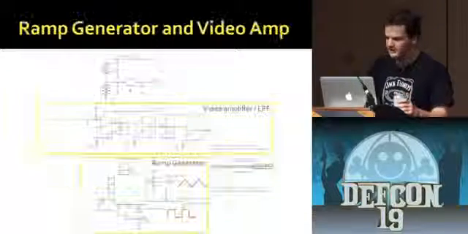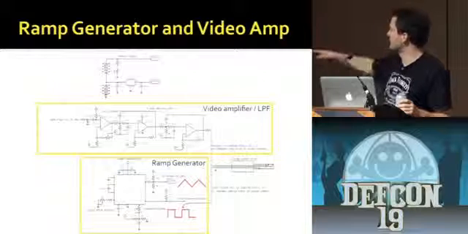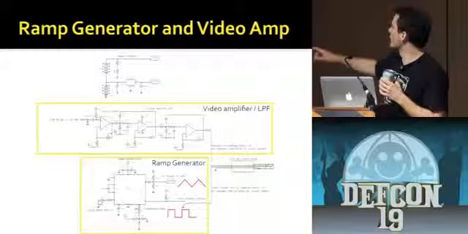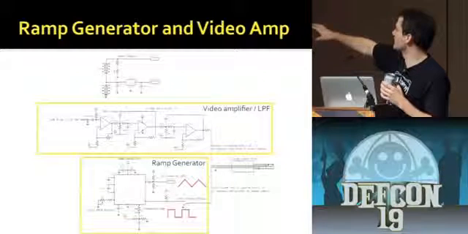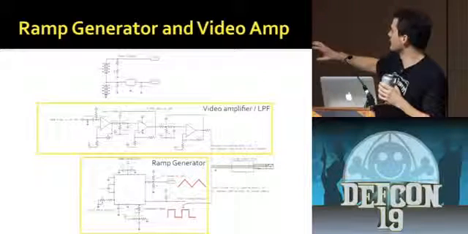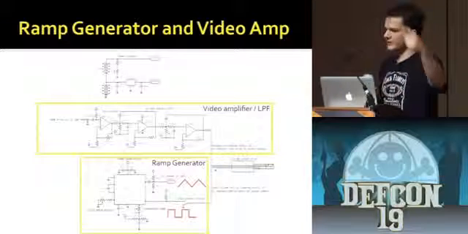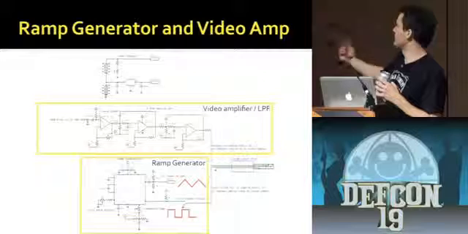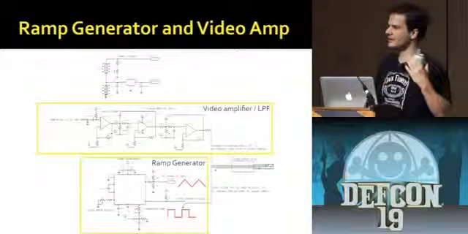I'm not going to explain these schematics, but this is the original circuit. This is something you could build yourself really easily to do data capture. One of these things is the video amplifier, the box at the top, and the other one is the ramp generator, which is just a chip that generates ramps. It generates two output signals, which you plug into your sound card and record your radar data.